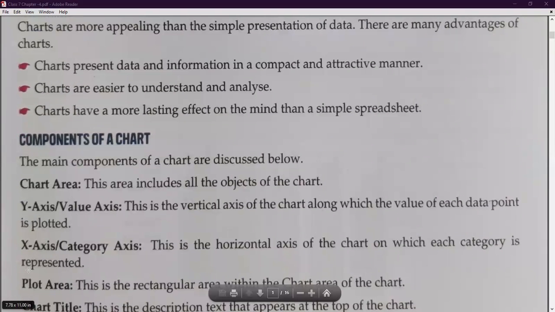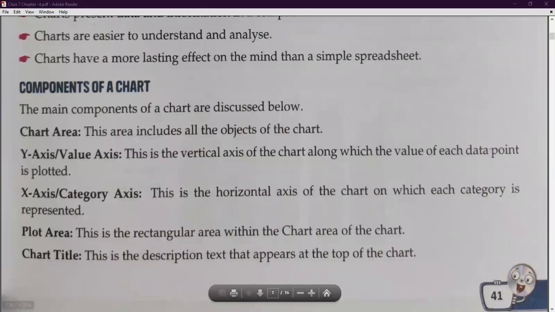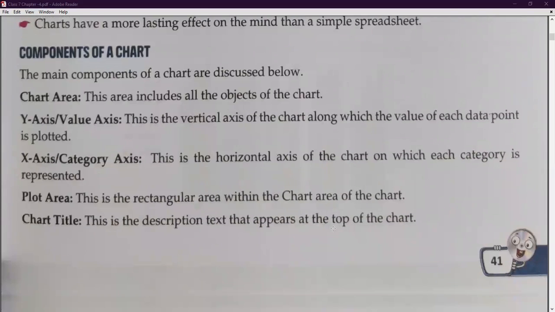Next is the x-axis. The x-axis is also known as the category axis, in which the horizontal axis is given and we also mention categories. Next is the plot area. The plot area, that rectangular grid you see in your graph book, is also known as the plot area. Those square grids you see in your graph system are known as the plot area. And chart title. Supposing we give a name to our chart, then it will be known as the chart title.